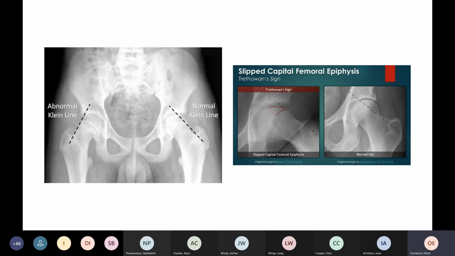So I find the image on the right slightly more helpful when trying to pick this out radiologically. But I'm not going to lie, generally I just rely on the history, not really the X-ray. So either that loss of internal rotation and flexion, or the obese teenager, really.